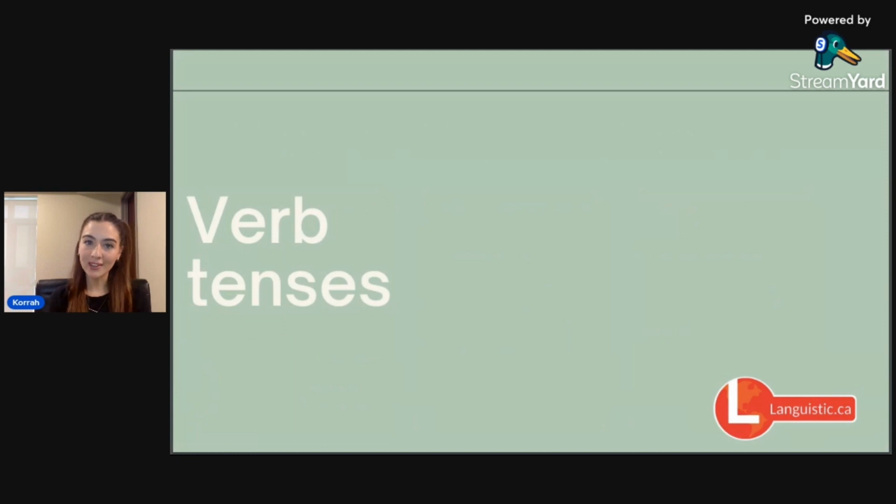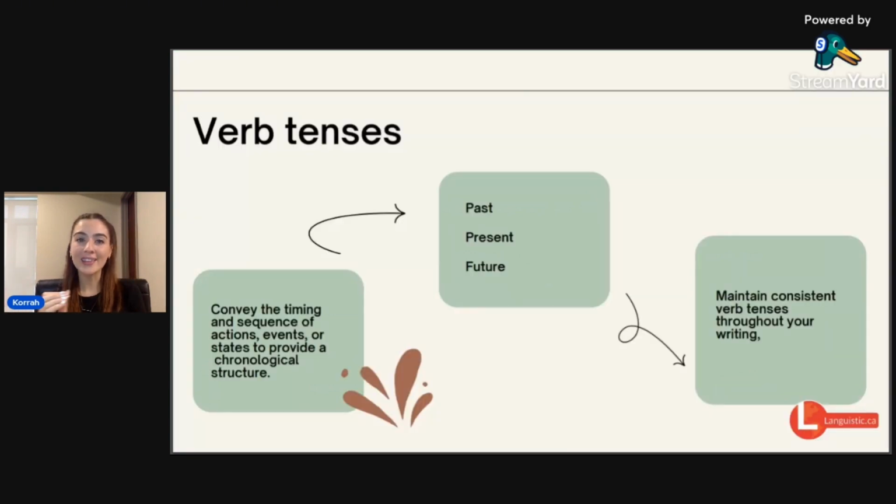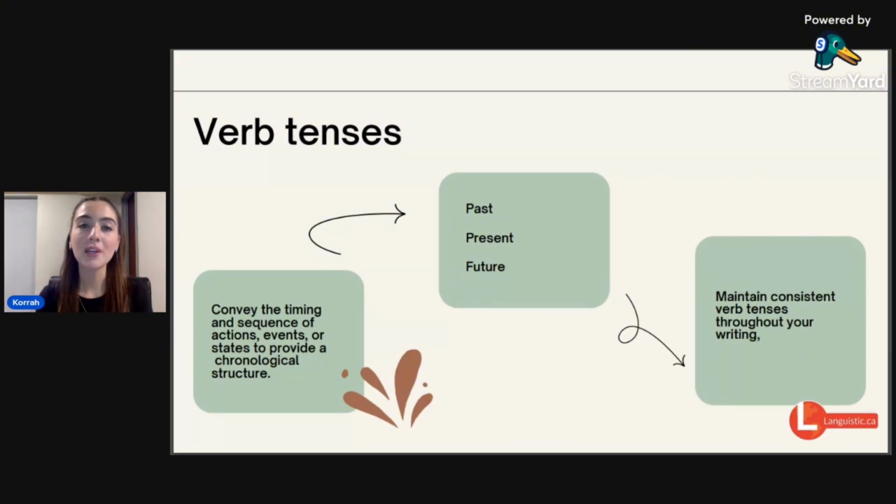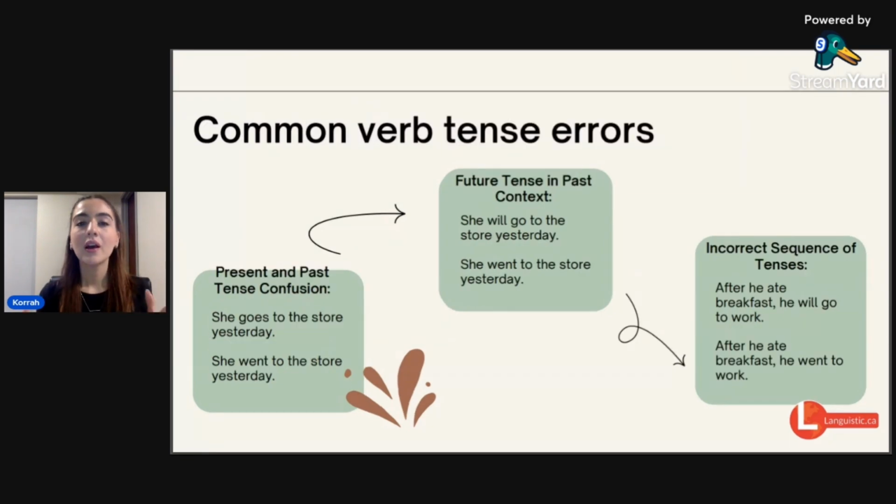Last but not least, we have verb tenses. Verb tenses convey the timing and sequence of actions or events. So we want to make sure that throughout our writing, there is a consistent verb tense, especially if you're writing a formal or academic paper. Common verb tense errors is the confusion of different tenses. So let's take a look at some cases of the verb tenses being confused and mixed up.